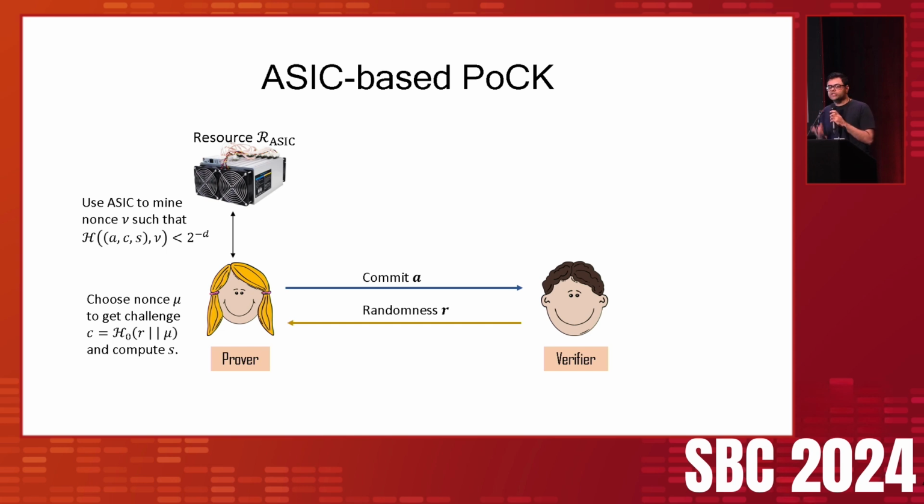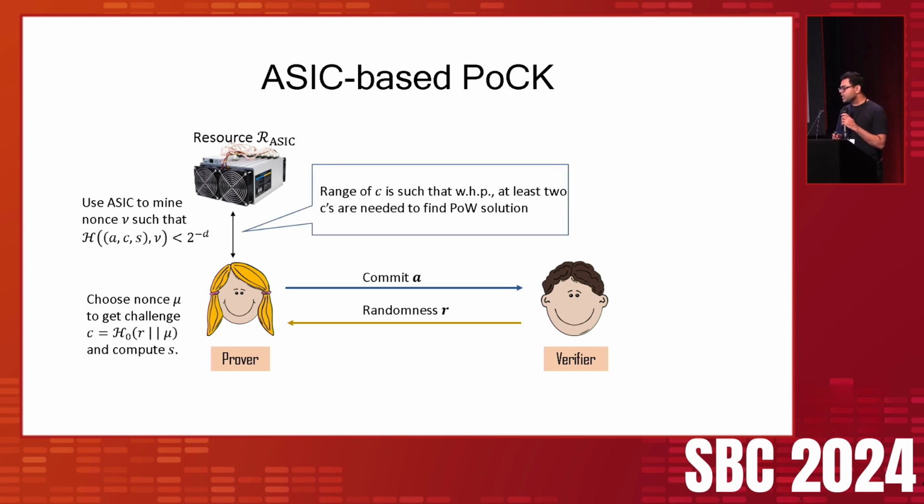And it will use this transcript now to mine again the ASIC proof of work puzzle such that the hash is smaller than some difficulty level. And the way this C is chosen is such that with high probability, at least 2 C's will be required to find the proof of work solution.